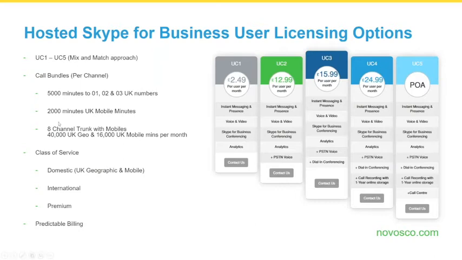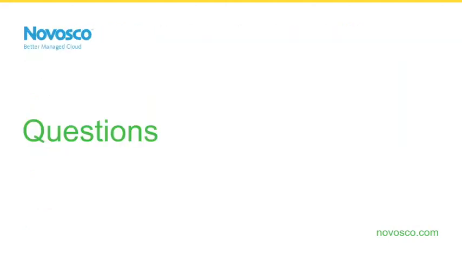Again, just a quick example there of what the call bundles look like. And as well, we can restrict the different calls that the users can make. If you need to, you can control it all from the portal. You can select if they only make domestic calls, if they need to make international calls, premium numbers, that can all be completely customized.